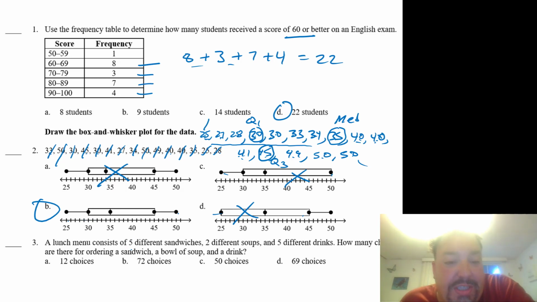Number 3, this is using the multiplication principle. This is like the dinner. So how many different lunches or dinners can we have here? We can have 5 different sandwiches, 2 different soups, and 5 different drinks. So we're going to take 5 times 2 times 5, and that gives us 10 times 5 is 50. 50 choices for that one.